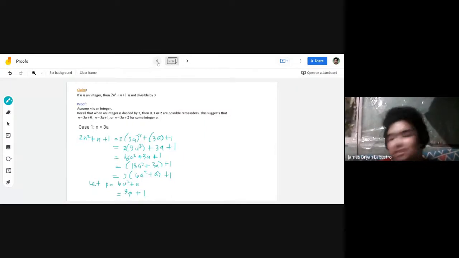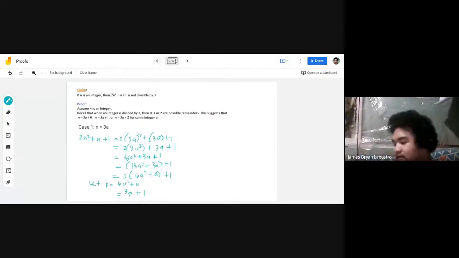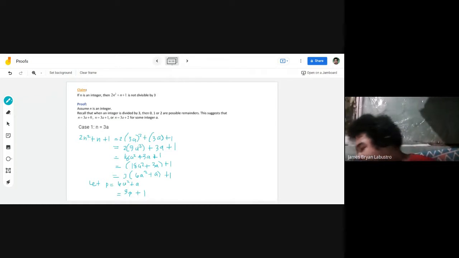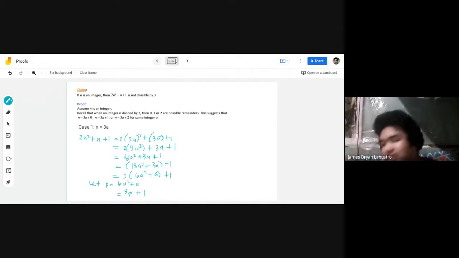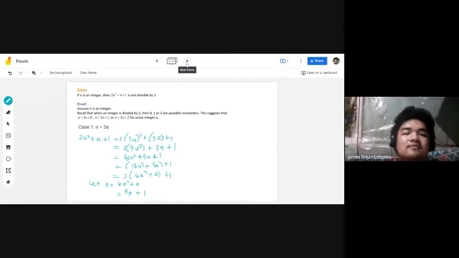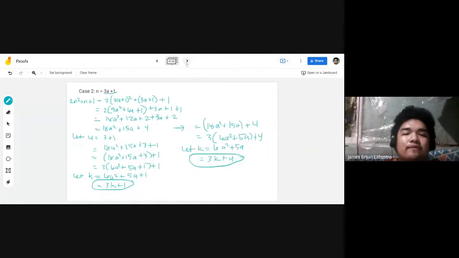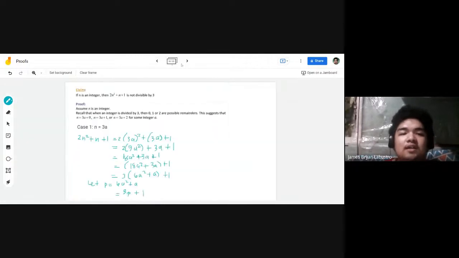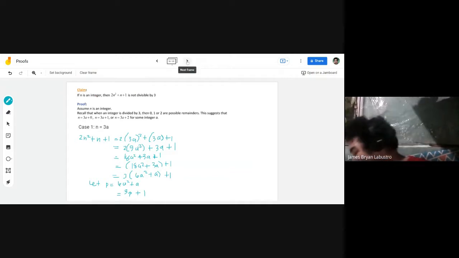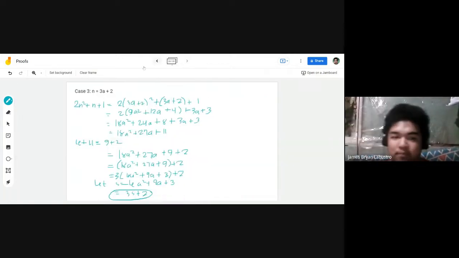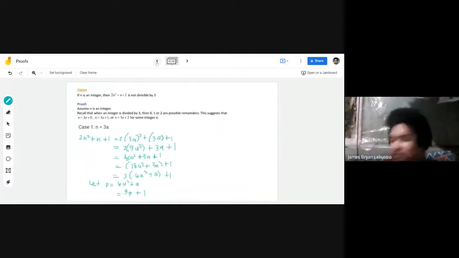But as it seems, yun pa rin. So, we have proved the claim. So, ito yung claim. So, we proved that 2n squared plus n plus 1 is not divisible by 3.